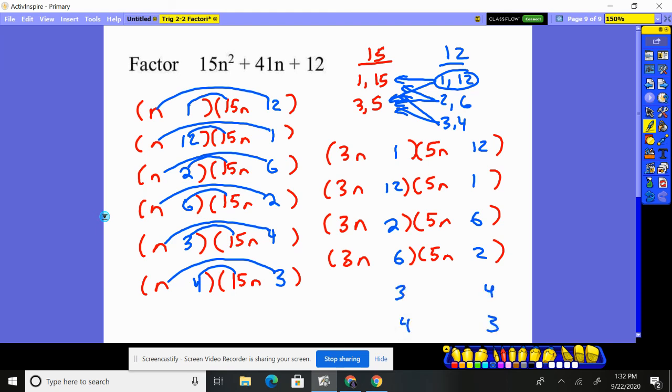I bet it is. Again, I'm just doing these. I don't know the answers. So this is 5 and 36. Oh, we hit it because 5 and 36 is 41. So that actually breaks down to a quantity 3N plus 1 times a quantity 5N plus 12. That is what that factors to.